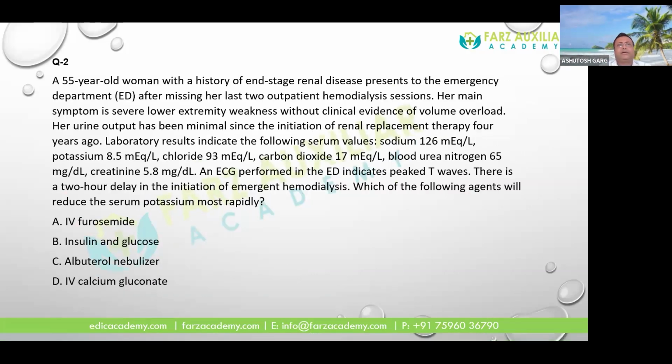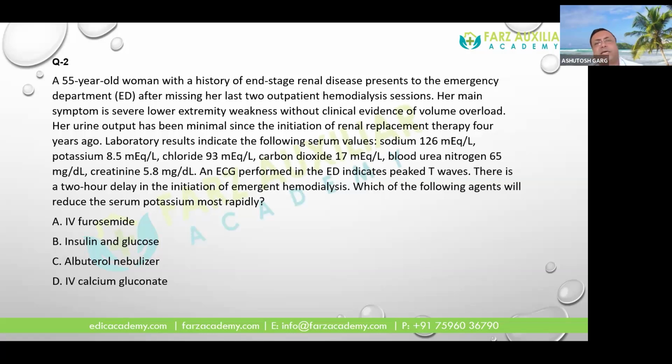Okay. Second question. A 55-year-old woman with a history of end-stage renal disease presents to the ED after missing 2 hemodialysis sessions. The main symptom is severe lower extremity weakness without evidence of volume overload. Urine output has been minimal since the initiation of RRT 4 years ago. Sodium is 126, potassium 8.5, chloride 93, CO2 17, BUN 65, creatinine 5.8. The ECG shows peaked T waves. There is a 2-hour delay in the initiation of emergent hemodialysis. Which of the following reduces the serum potassium most rapidly?